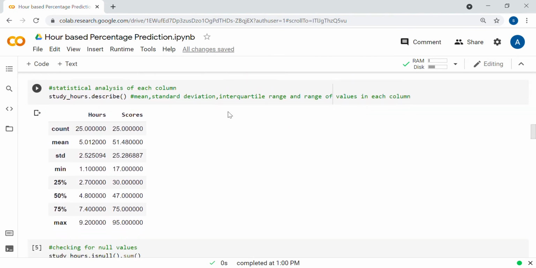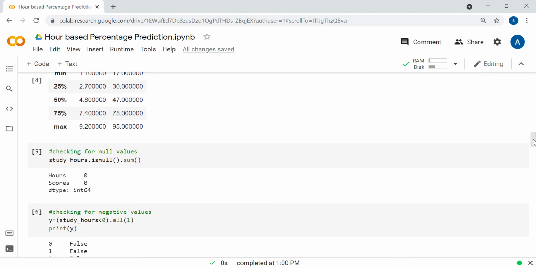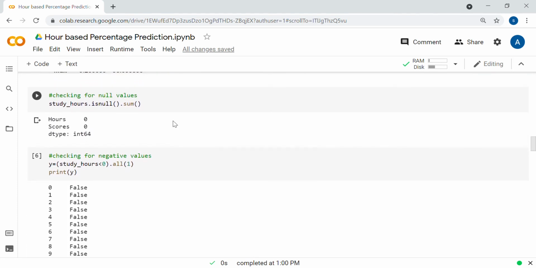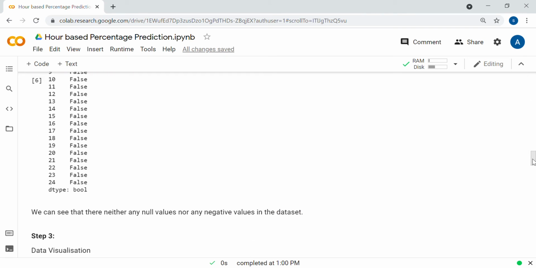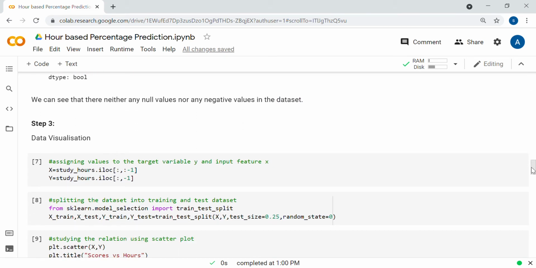Now in this snippet, we have the statistical analysis of each column. So we have the interquartile ranges of each column, the maximum value in each column, the mean and standard deviation of each column as well. Then we see that there are no null values and no negative values in any column. So we do not need to replace any value or impute any value into the data set.